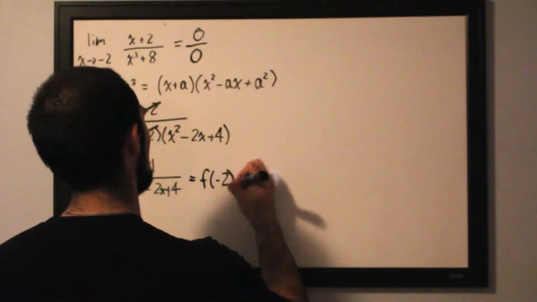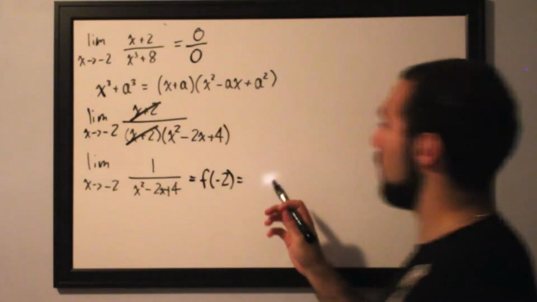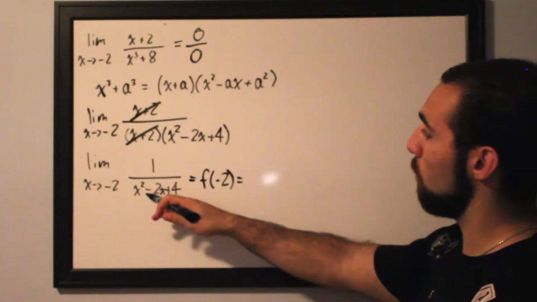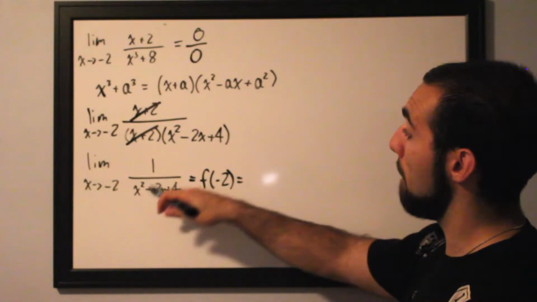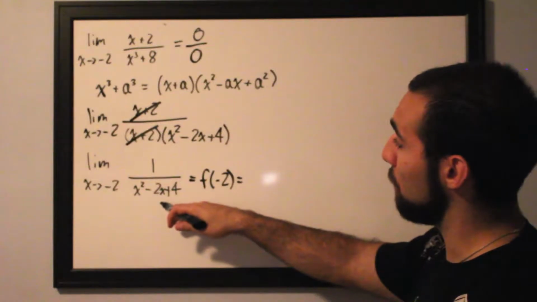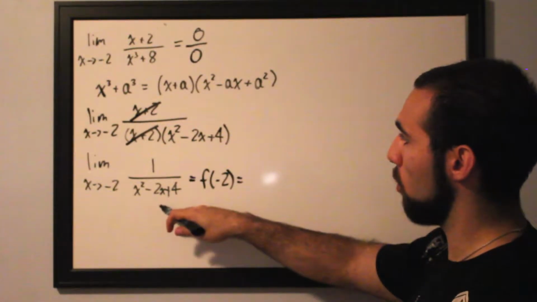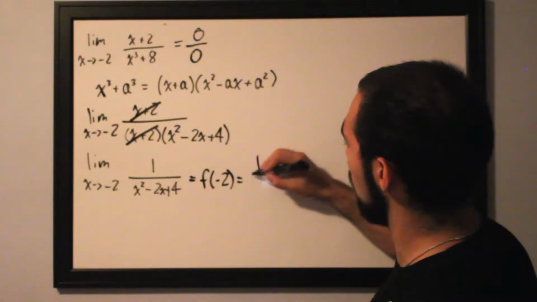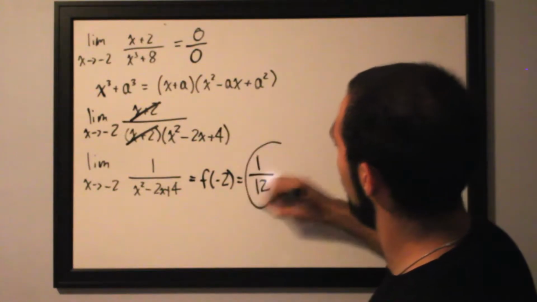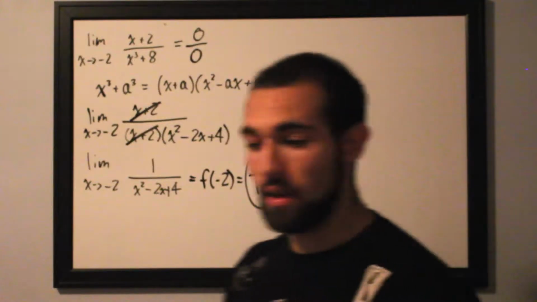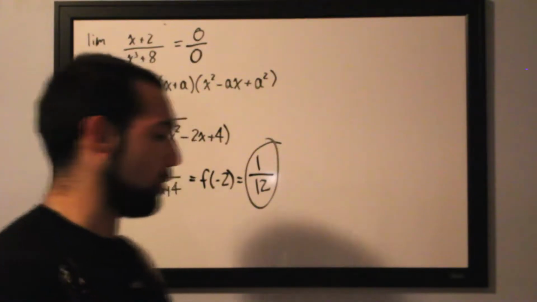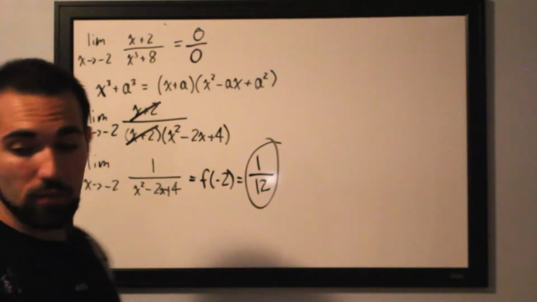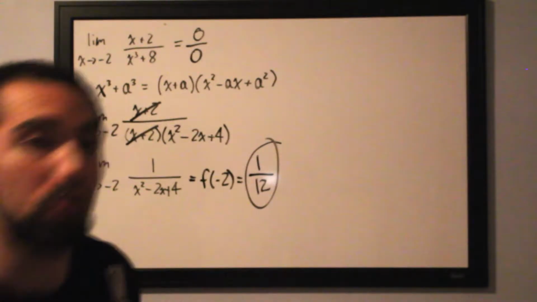F of -2 is equal to 1 on the numerator. We're going to plug in -2 over here. This is going to come to 4 minus -4, so it's going to be 4 plus 4. It's going to come to 8. Plus another 4 is going to give us 1 over 12. So the limit as x approaches -2 for this function is 1 over 12.